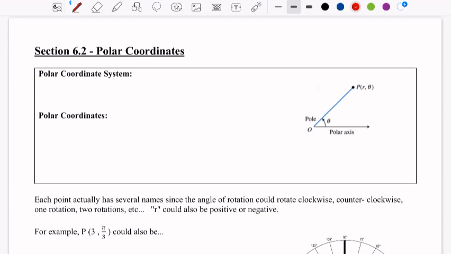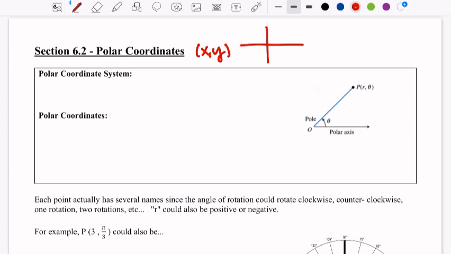Hey everyone, in this video we're going to talk about section 6.2, which is about polar coordinates. So far in your mathematical career, all of the points or graphs or functions that you've looked at have all been in terms of Cartesian coordinates, also known as rectangular coordinates, okay? And those are your typical xy coordinates.